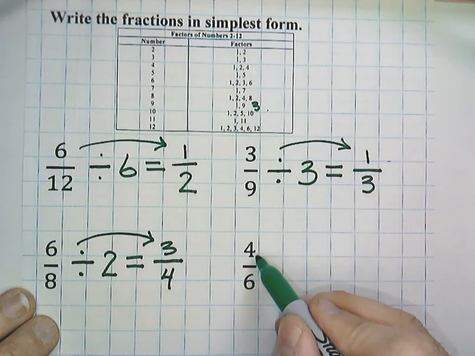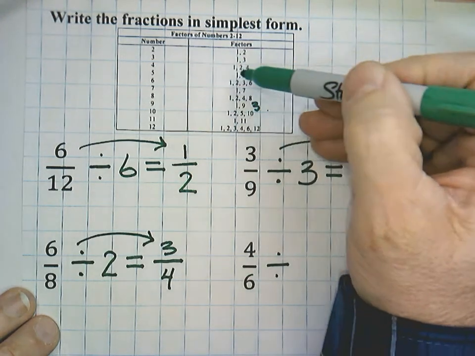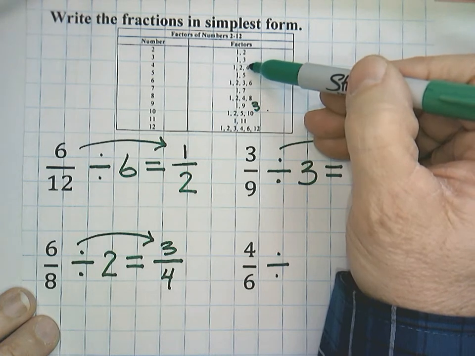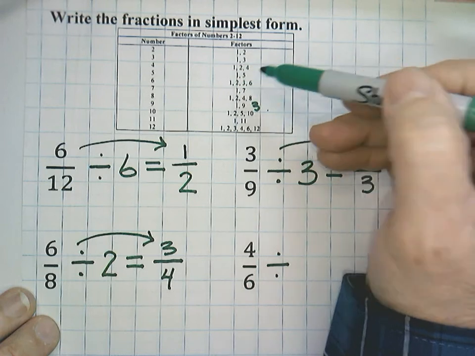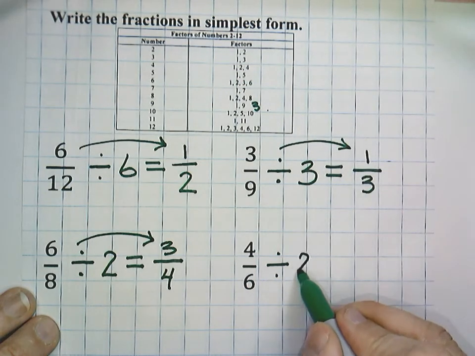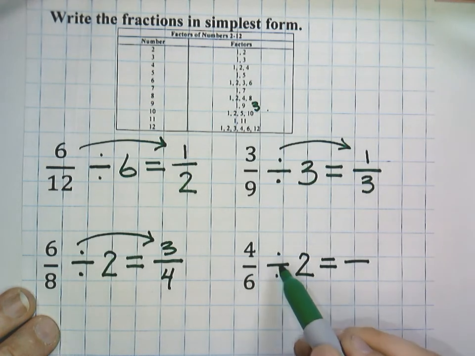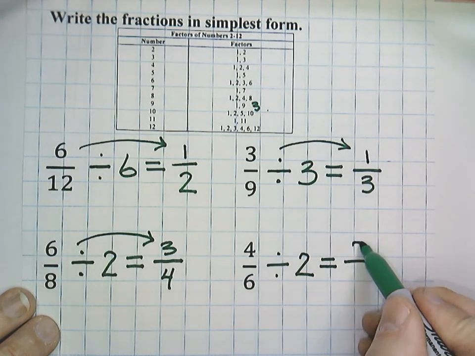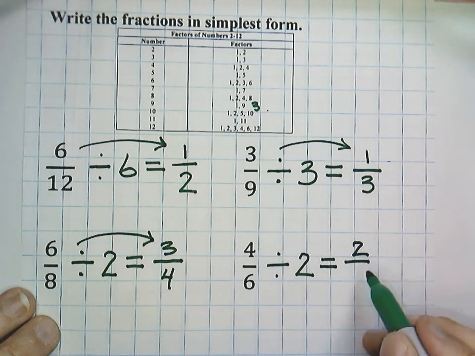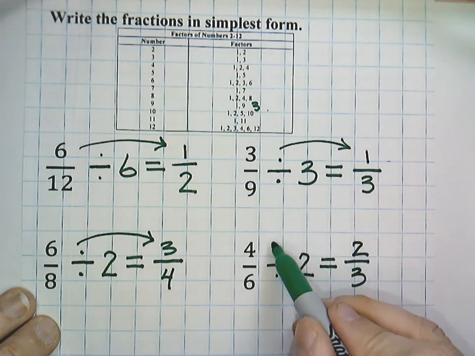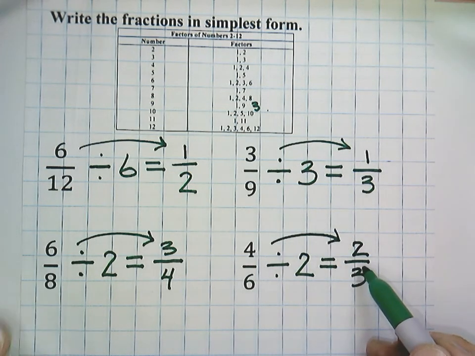And finally, 4/6. And our factors of 4 would be 1, 2, and 4, and 6 would be 1, 2, 3, and 6. So I'm seeing 2. 4 divided by 2 would be 2, and 6 divided by 2 would be 3. So 4/6 would simplify to 2/3.